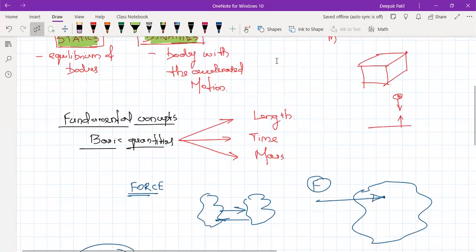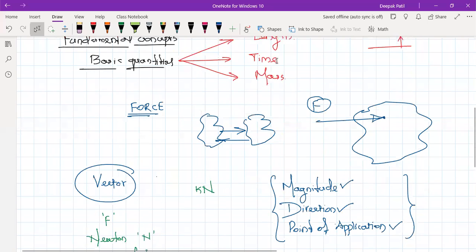We also started to see some of the fundamental concepts, including the basic quantities. The basic quantities are length, time, and mass. I explained what length, time, and mass mean, and that statics is independent of time, while dynamics is dependent on time. Then we started our discussion on force, and explained what force means.